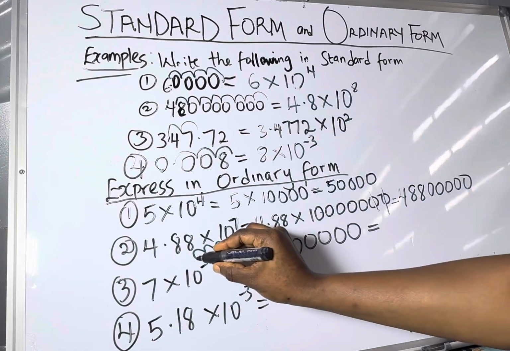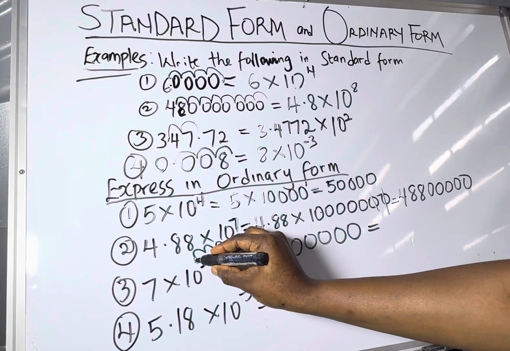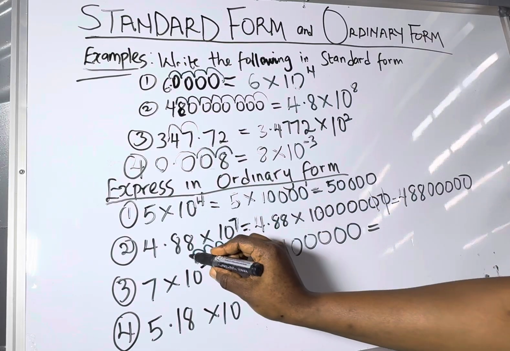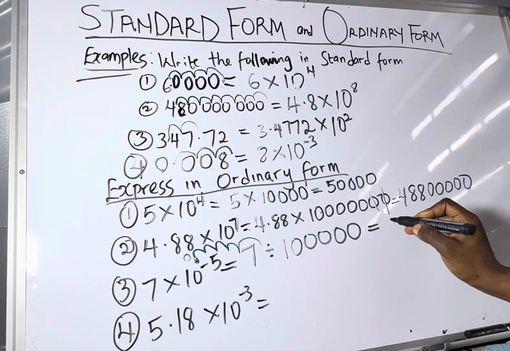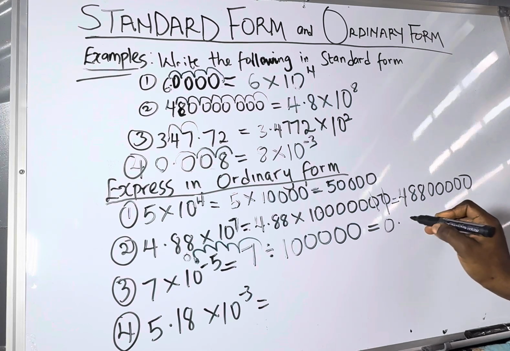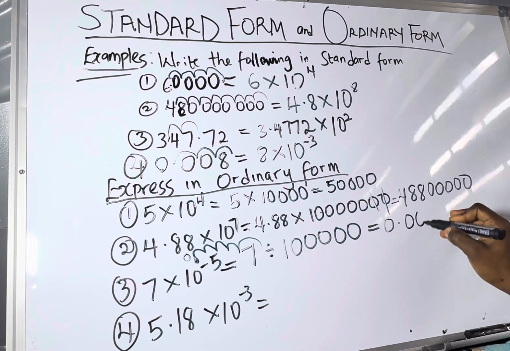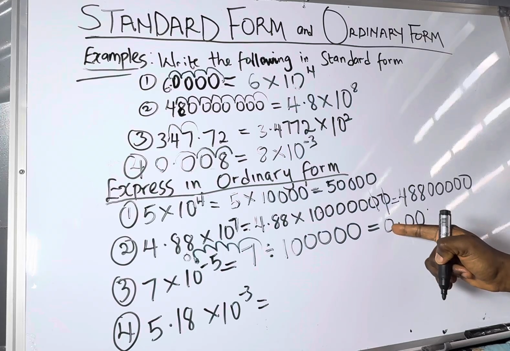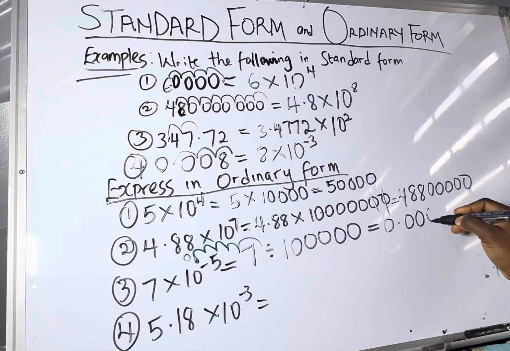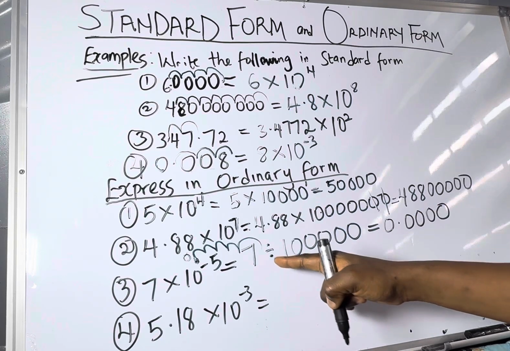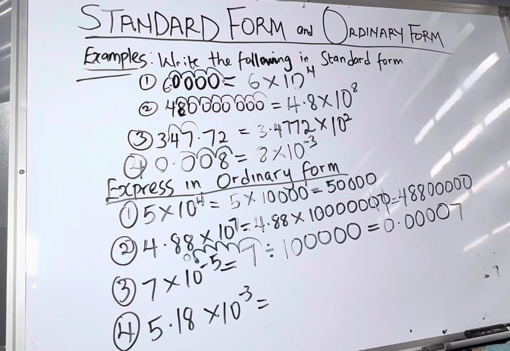So that gives us what? Whenever you end, you put a dot and add 0 to it, which gives us 0.0000, this is 1, 2, 3, 4, 5. Then the last number, which is what? 7.